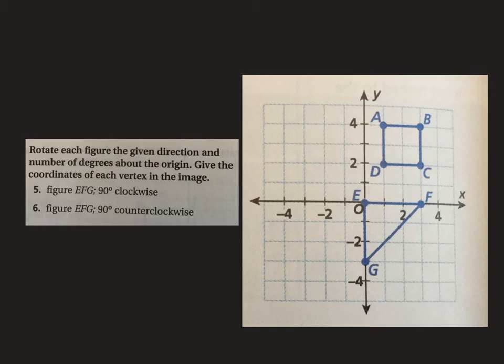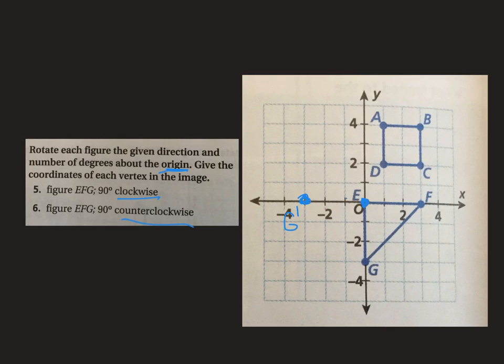Rotate each figure the given direction. Okay, we're rotating here. All right, and what way are we rotating? Clockwise for one, counterclockwise. Read the directions. Okay, figure EFG. So that's the triangle. It needs to rotate clockwise. So that means E is going to stay the same, luckily, about the origin. Ooh, that second one's going to be a tricky one, guys. Okay. So G is going to be 3 units away. 1, 2, 3.